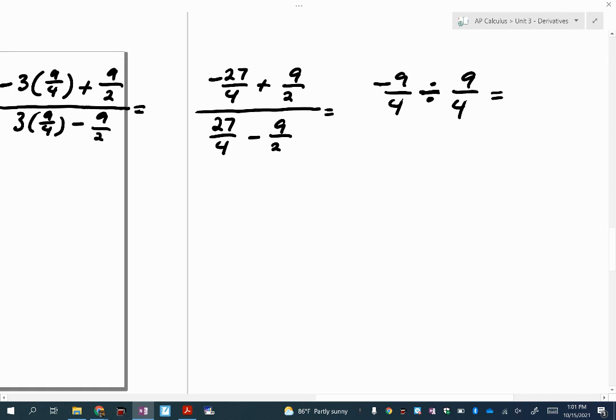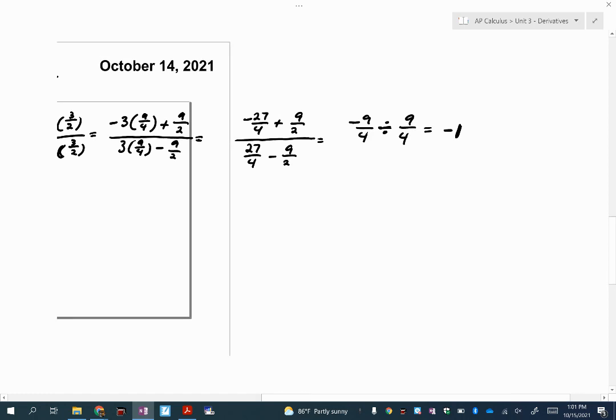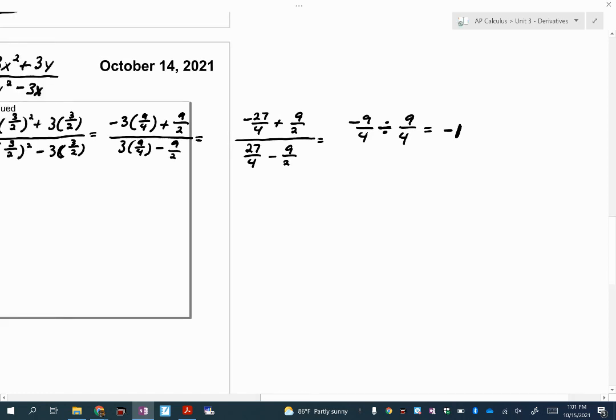So again, if you divide the same number by the same number, you get 1. But since it's a negative divided by a positive, this is going to be negative 1. So my slope, right, my slope of my line is going to be negative 1.